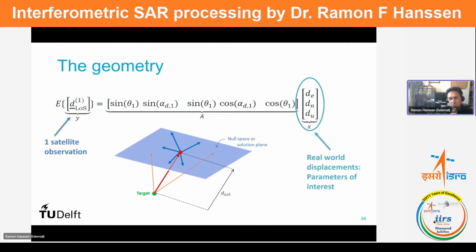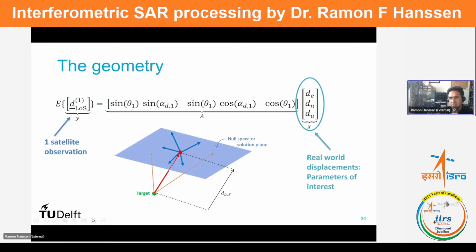This is a bit difficult to visualize in 3 dimensions, but basically you have the red line of sight vector. If you see my finger in the camera over here, then the plane is, let's say, orthogonal to that line of sight. So that is the blue plane. We call it the null space or the solution plane. And it means that any kind of displacement vector in that blue plane will result in the same observation. So we cannot distinguish that. This is why it's the null space. Okay, so this is a problem because we have 3 unknowns, east, north, up, and we have one observation.